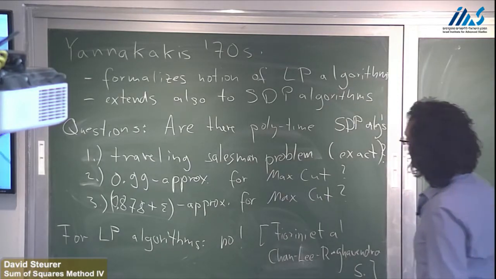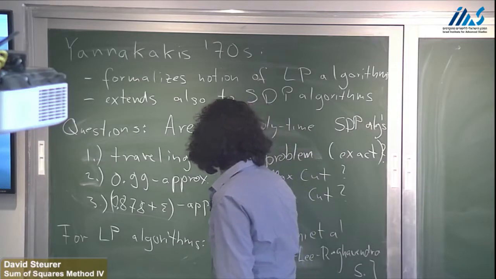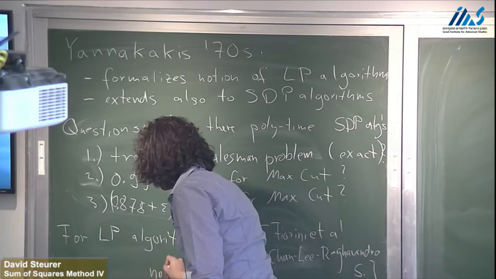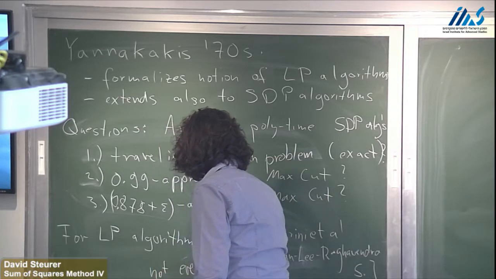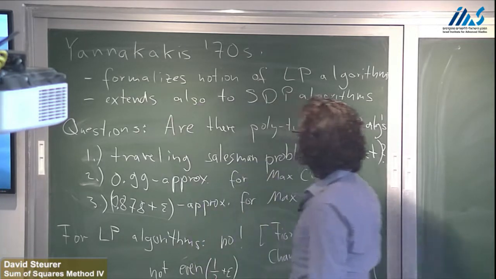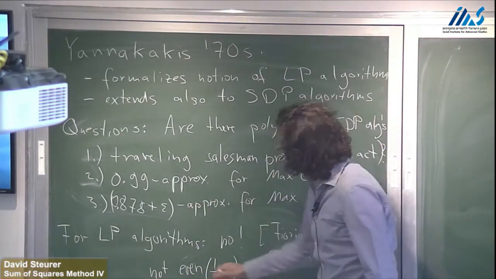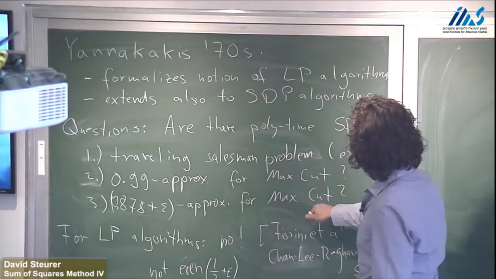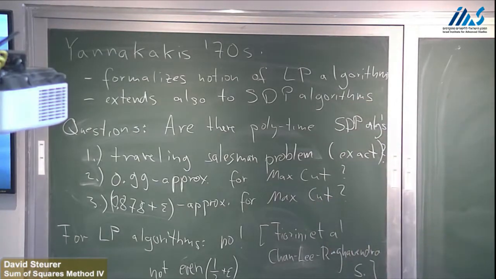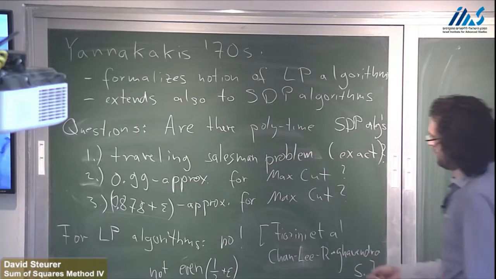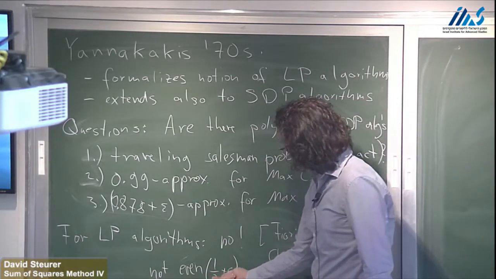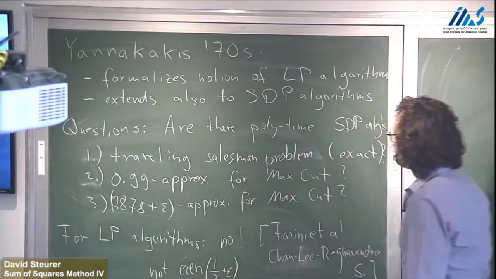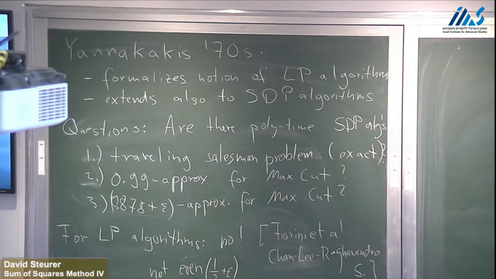And actually, as a remark, the answer is no even if you change this to a half plus epsilon for max cut. Half is in some sense the trivial guarantee for max cut, simply because there always exists a cut that contains half of the edges. What this paper shows is that no polynomial time LP algorithm can beat half as an approximation ratio.